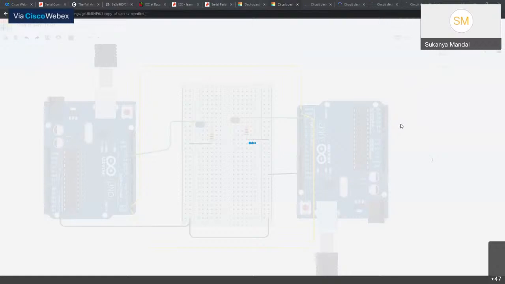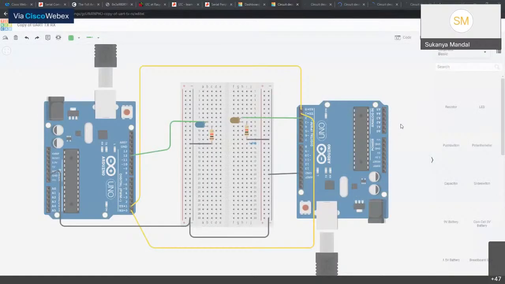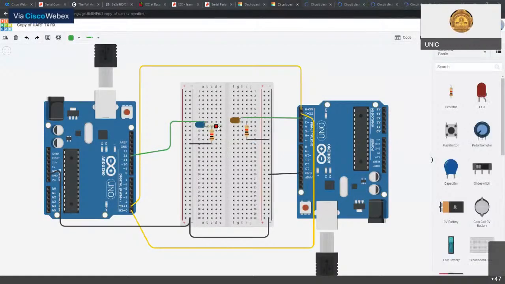Is my screen visible? Yes. Okay, so this is an example of UART mode of communication, receiver and transmitter. Let me talk about the interface a little bit. So this is Autodesk Tinkercad.